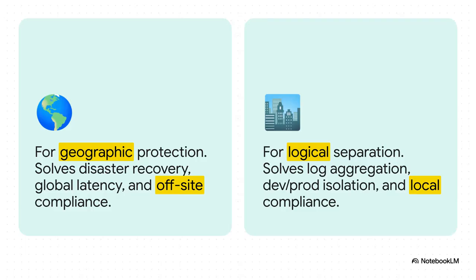Okay, so let's just put these two side by side. It really boils down to this. On the left, you've got CRR. Think geographic protection. This is for your big disaster recovery plans and for serving global users. Then on the right, you have SRR for logical separation. That's for things like centralizing logs or keeping your dev and prod environments isolated, all within one region.